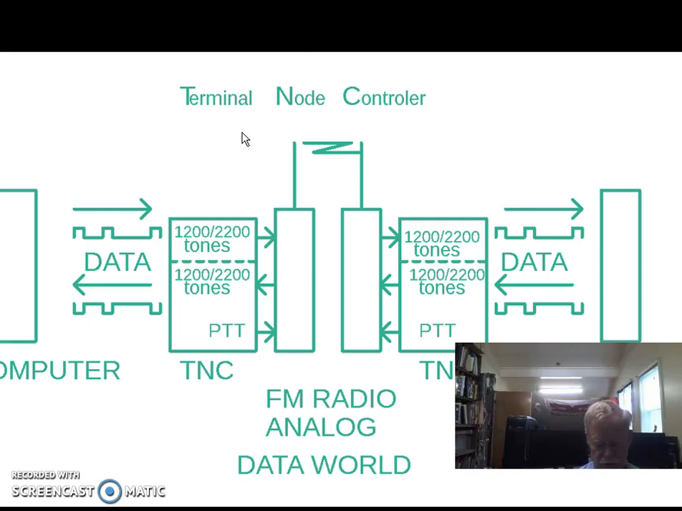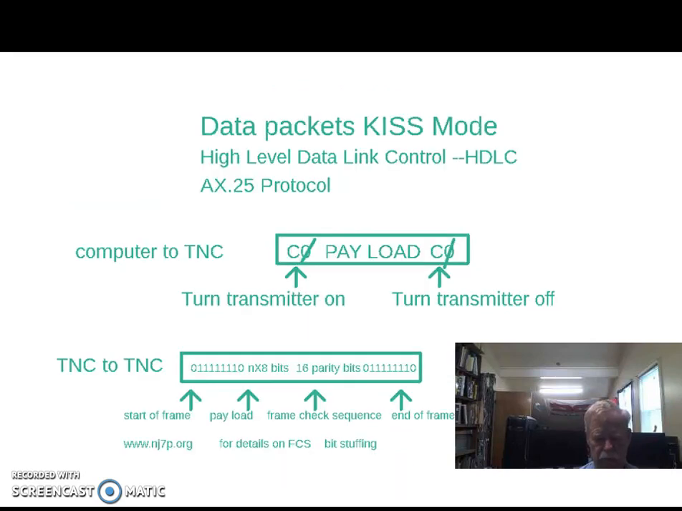Now let's look at this flow diagram. We notice we have data flowing from the computer to the terminal node controller. And then the terminal node controller sends data via the radios to the next terminal node controller. When we start transmitting from one place to the other, we have to set up rules to tell us how to do that, and these rules we call protocols.